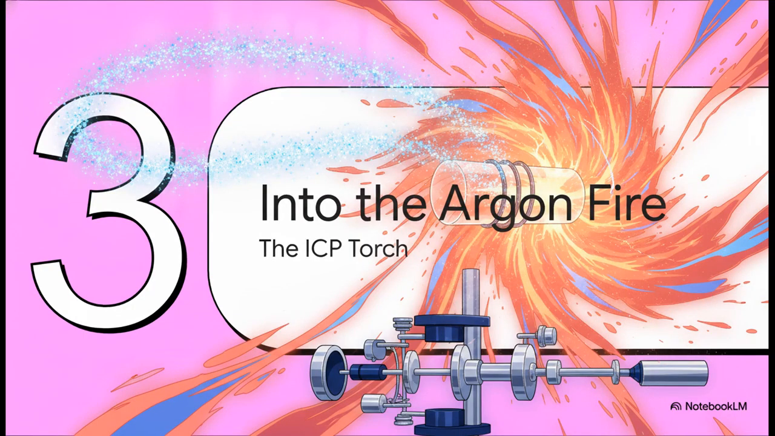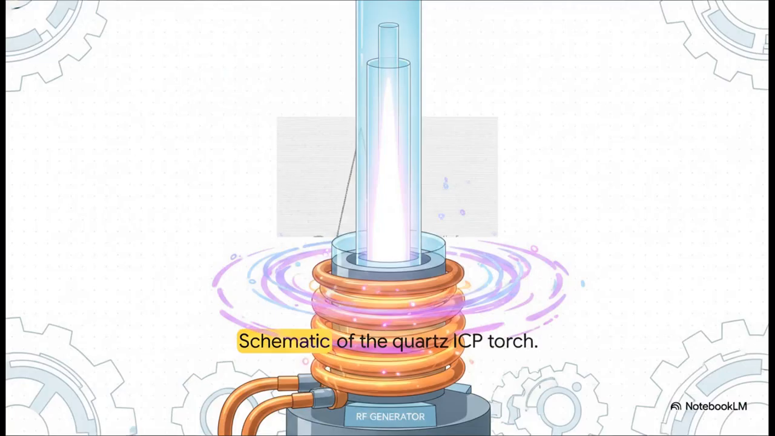Section 3. Into the argon fire, the ICP torch. This is where things get really intense. Our fine aerosol is leaving the gentle environment of the spray chamber and heading straight for the awe-inspiring core of the machine. The ICP torch consists of 3 concentric quartz glass tubes, and wrapped right around the end of this structure is a heavy copper induction coil, which is powered by a radio frequency or RF generator.